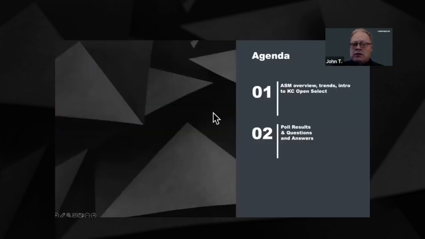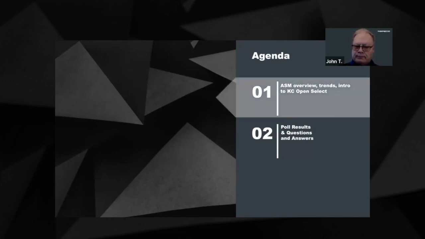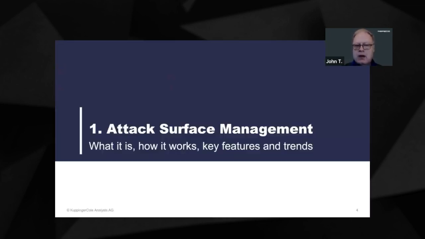So I'm going to start off by talking about attack surface management, what it is, what are the trends, and then how to look for the results of our research in KC OpenSelect. And then we'll do the poll results and questions at the end. So first of all, what is attack surface management? How does it work? And what are some of the key features, trends, and our predictions for where it will go?